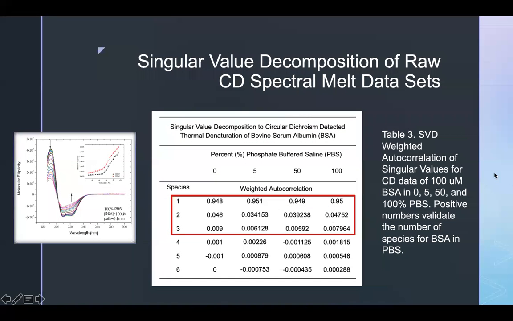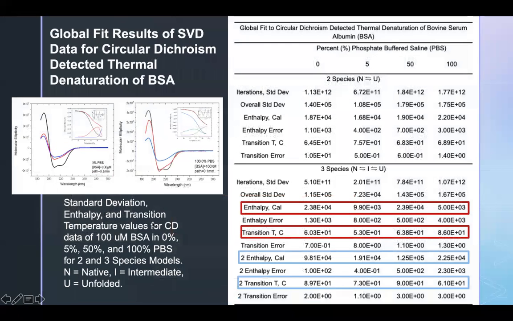And so we underwent SVDs as well, and we got the same kind of numbers with a 3 state. And we also underwent the same global fit, which also points to the 3 state being more pronounced in that 100% PBS concentration.